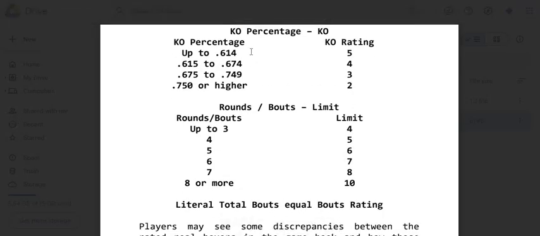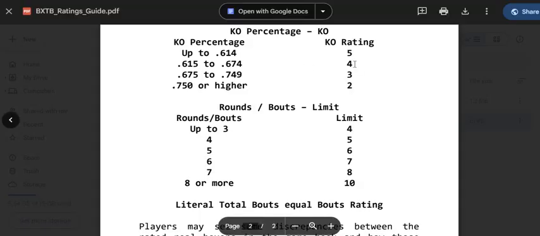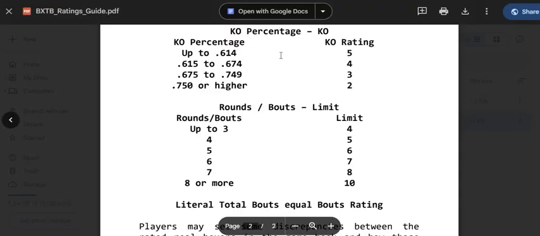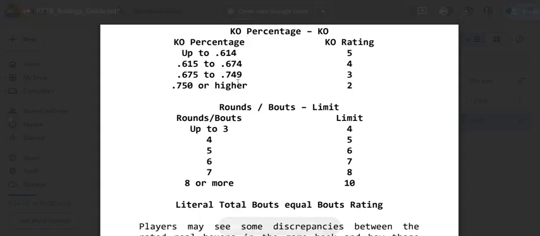Knockout percentage is very simple. It's the number of knockouts divided by wins, not by bouts. So Muhammad Ali, let's say, had 56 wins and 36 knockouts, so 36 divided by 56 wins. I think Muhammad Ali is 64%, so he's a 4 in here. Mike Tyson and guys like that will be a little higher. So knockout percentage is their total knockouts divided by their wins.